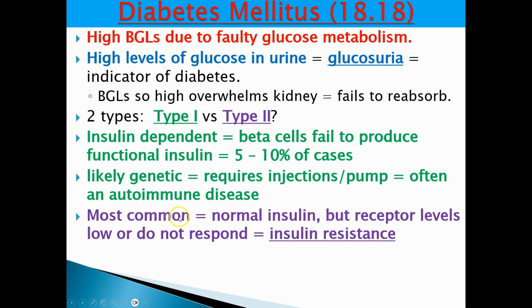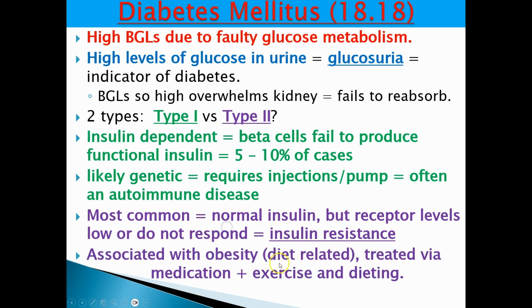Now, type 2 is the most common. There is normal insulin production, but the receptor levels are either low or do not respond. And so we say that in this case, type 2 is insulin resistant. The person produces insulin, but the body is not responding, so it's resistant to the produced insulin. Often genetic, okay, but it's often associated with obesity or diet, and it can be treated via medications, exercise, and dieting overall.